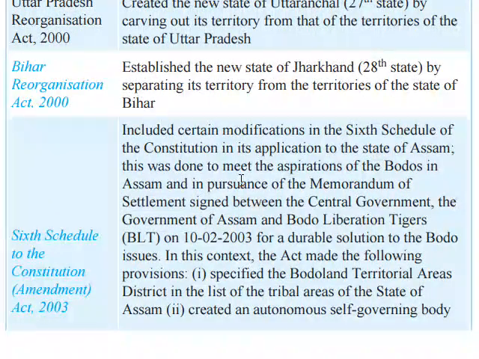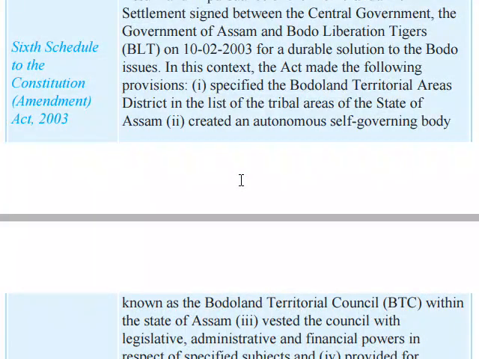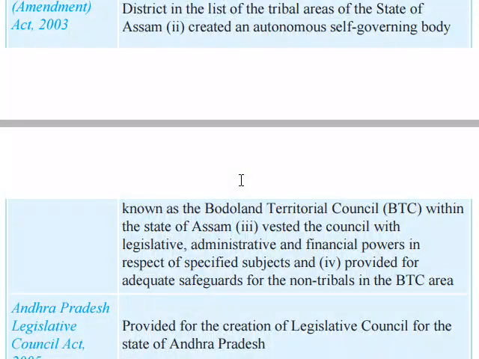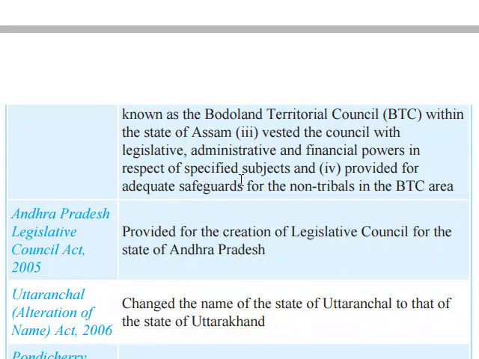In the context of the Act, the following provisions specified Bodoland Territorial Areas Districts in the list of the tribal areas of the state of Assam, created an autonomous self-government body known as the Bodoland Territorial Council within the state of Assam, vested the council with legislative, administrative and financial powers in respect of specified subjects, and provided for adequate safeguards for the non-tribals in the BTC.